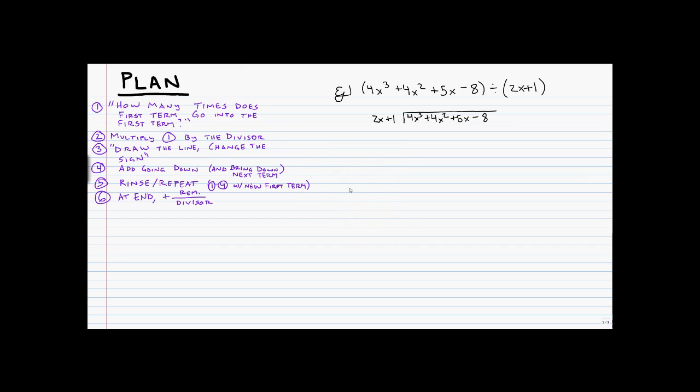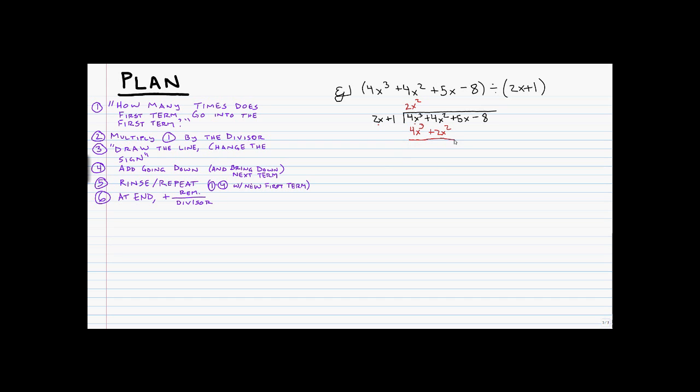So I'll use red just for contrast, and now we can go ahead and begin it. So the first thing, how many times does 2x go into 4x cubed? Well, 4x cubed divided by 2x, that's the same thing. In order to get 2 to 4, we need a 2, and to get x to x cubed, we need x squared. So 2x squared is the first piece of our quotient. Now we multiply it times the divisor. So 2x squared times 2x is going to be 4x cubed. And 2x squared times 1 is going to be plus 2x squared.